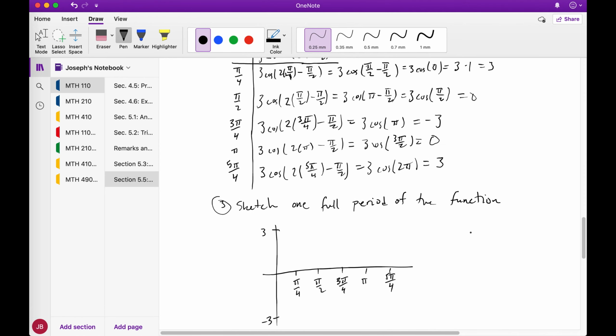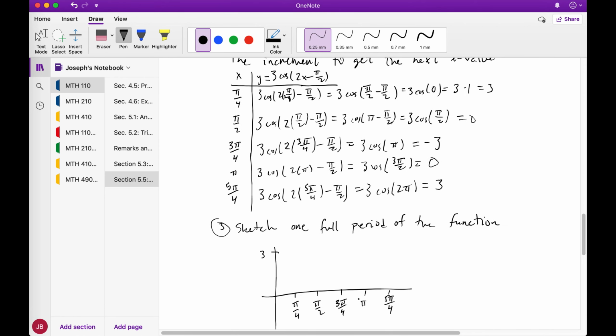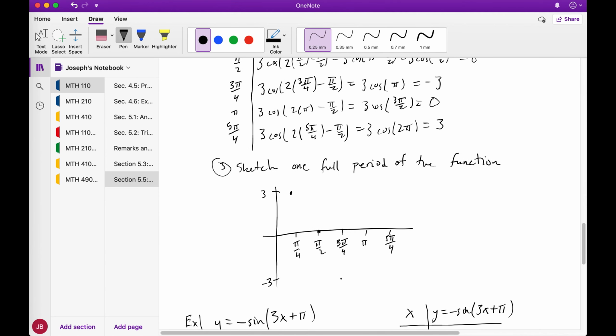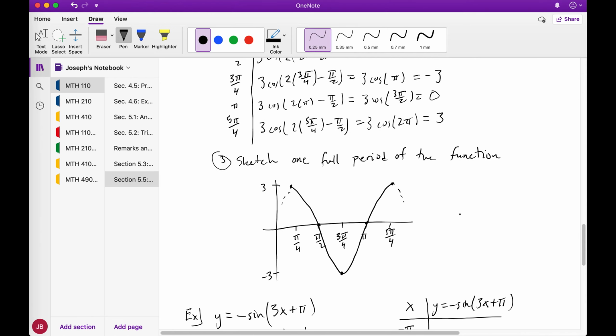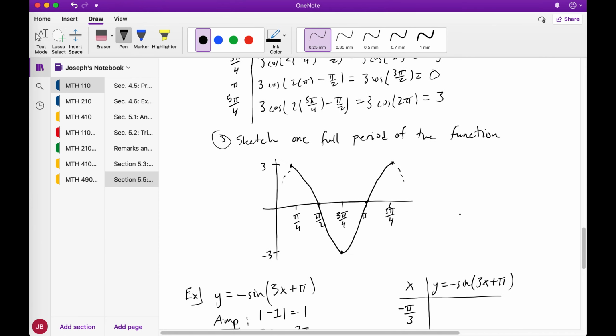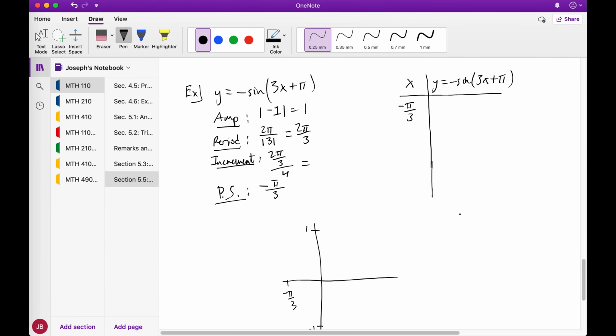Okay, so now we're going to sketch the function. So we have the x values here lined up. And now let's just find the y values. So here's 3, 0 at pi over 2, output of -3 over here at 3 pi over 4, then 0 again, and then 3 again. And what I'd like you to do, don't make it a V, make it a nice smooth curve, and then just kind of go like that. Okay, and that's all I need you to graph, is just graph one full period of, in this case, the cosine function.